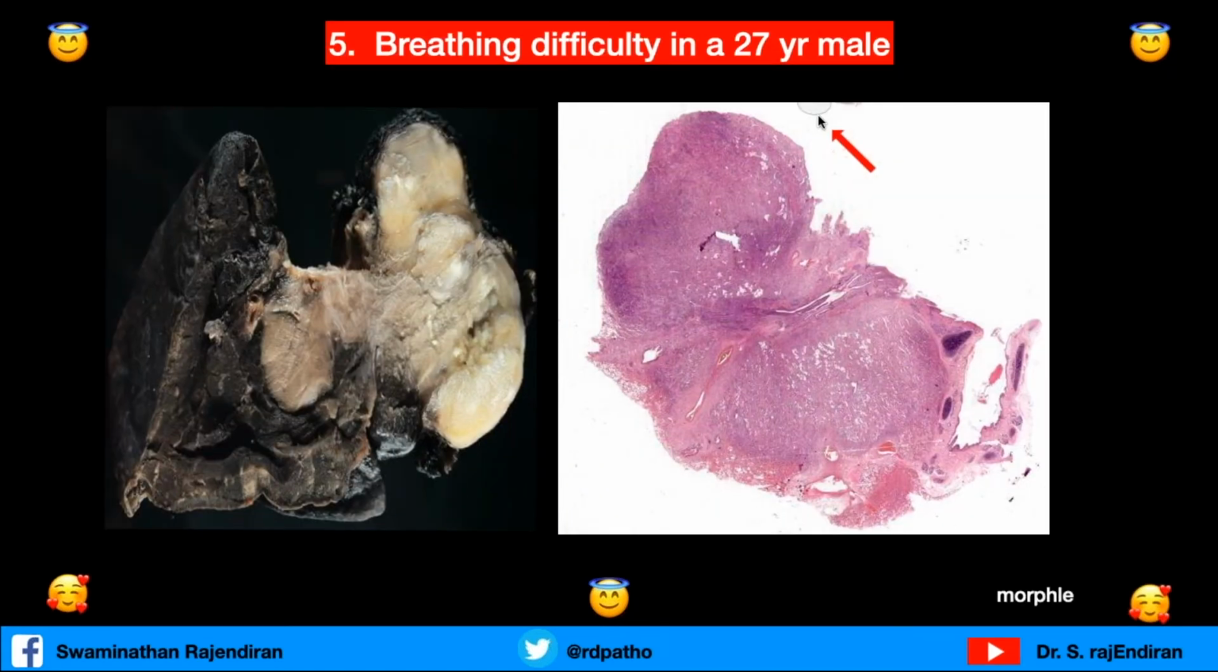Moving to case number 5, history is breathing difficulty in a 27-year-old male, and this is the gross specimen. You can see it is very solid, this looks more like a fibroid, isn't it? Fibroid in the uterus. And when you see a fibroid-like lesion in the lung with a pushing margin, not an invading margin, two tumors are in the differential diagnosis. One is solitary fibrous tumor, the other one is sclerosing pneumocytoma, previously called sclerosing hemangioma. So this is the differential.